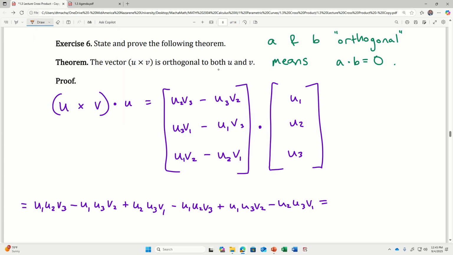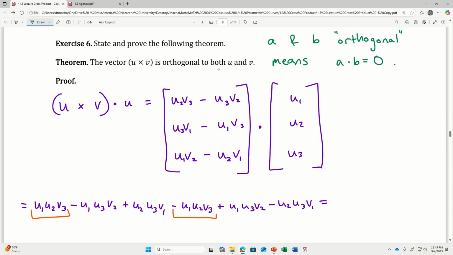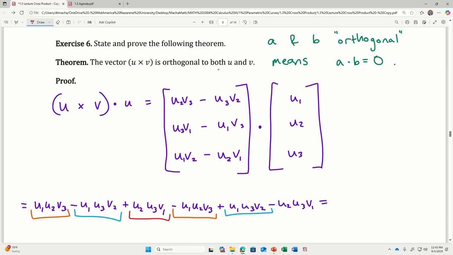Now, we're trying to simplify, right? So I see a positive u1, u2, v3. I see a negative u1, u2, v3. Those cancel. Then I see a negative u1, u3, v2, and I see a positive u1, u3, v2. Those cancel. And then last, I see this u2, u3, v1, and this u2, u3, v1. Those cancel out. And so this is equal to 0. That means they're orthogonal.